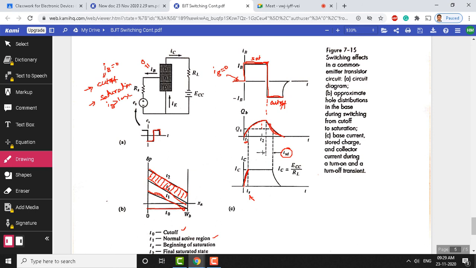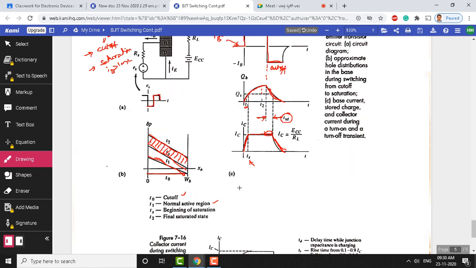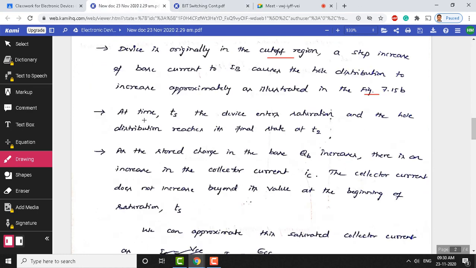This much time the base will take to remove the charges from the base region. That's why, even if you move from saturation to cutoff, the collector current will not become zero immediately. There exists some current in this region. When QB becomes less than QS, the collector current slowly becomes zero. These are the various timing things you need to look into. Any questions so far? These are the timing related things.